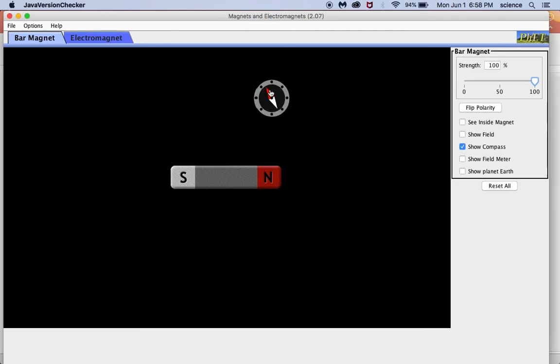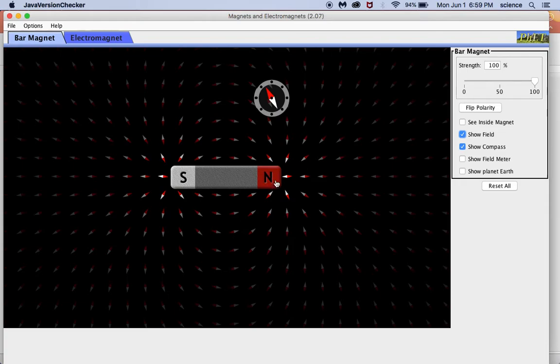And the direction of the magnetic field is the direction that the compass, the north end of the compass needle, actually points. So I'm going to click on Show Field. And what it does is it places a whole bunch of these little compasses around so that we can see what the direction of the magnetic field is. So it seems to point away from the north end, and then it kind of bends around towards the south end on the top and the bottom.